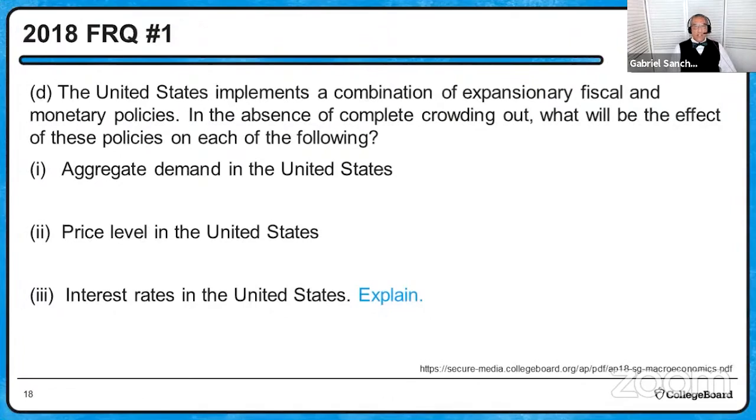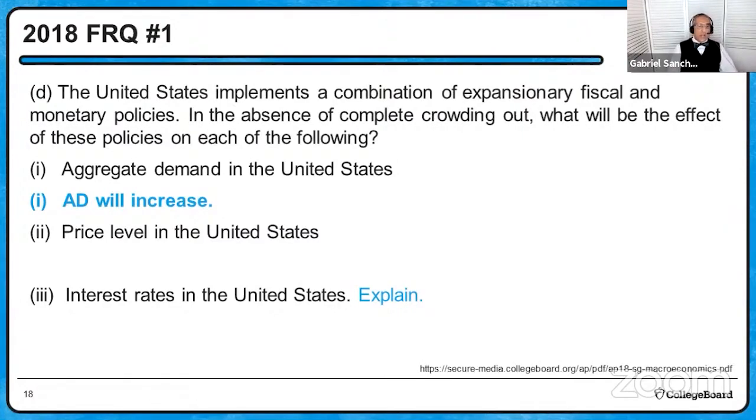So think about what has happened. We have a combination. We have expansionary fiscal. We have expansionary monetary. What do expansionary policies do to aggregate demand? Here's the answer. Aggregate demand will increase. Both policies are designed to increase aggregate demand. By the stem of the question stating expansionary, we should know that both of those policies will move the demand curve to the right and increase it.